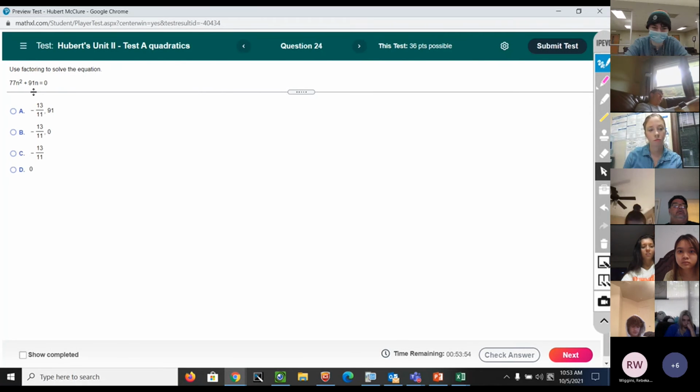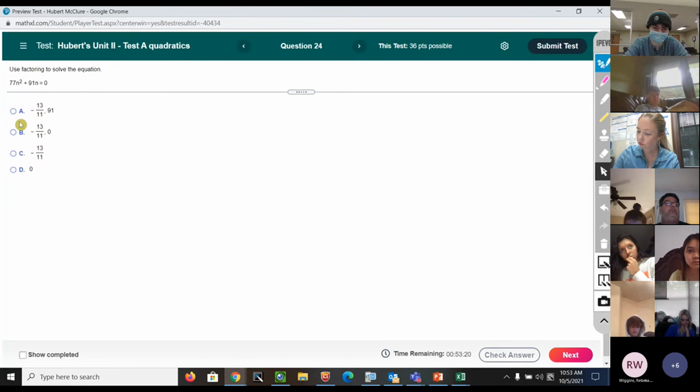Factoring, okay, that's going to be 77 and 91. I don't know if you can divide 91 by 7. I believe you can divide 91 by 7, like 13 times. So you can factor out a 7 and make that a whole lot easier to work with. Yeah, that's what I'd do. I would just take that one.